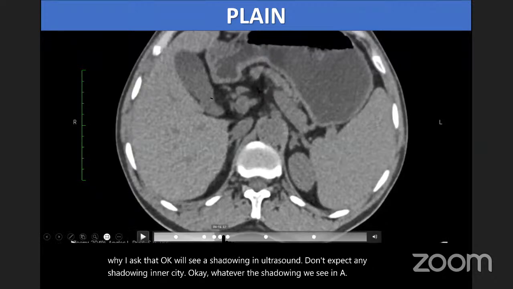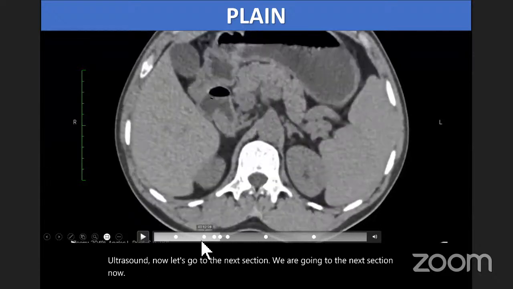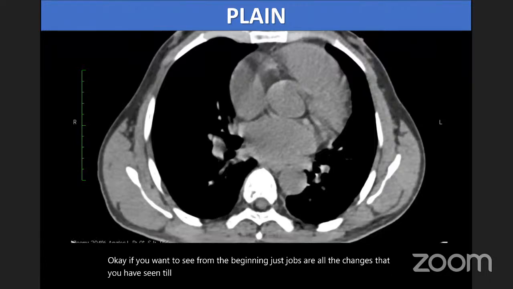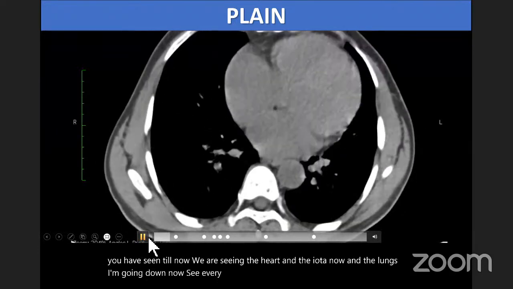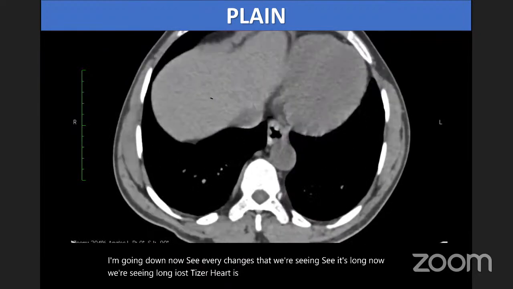Now let's go to the next section. If you want to see from the beginning, just observe all the changes that you have seen till now. We are seeing the heart and the aorta and the lungs. I am going down. Now see every change that we are seeing. See, it's lung. Aorta is there. Heart is there. Now you can see the esophagus also.